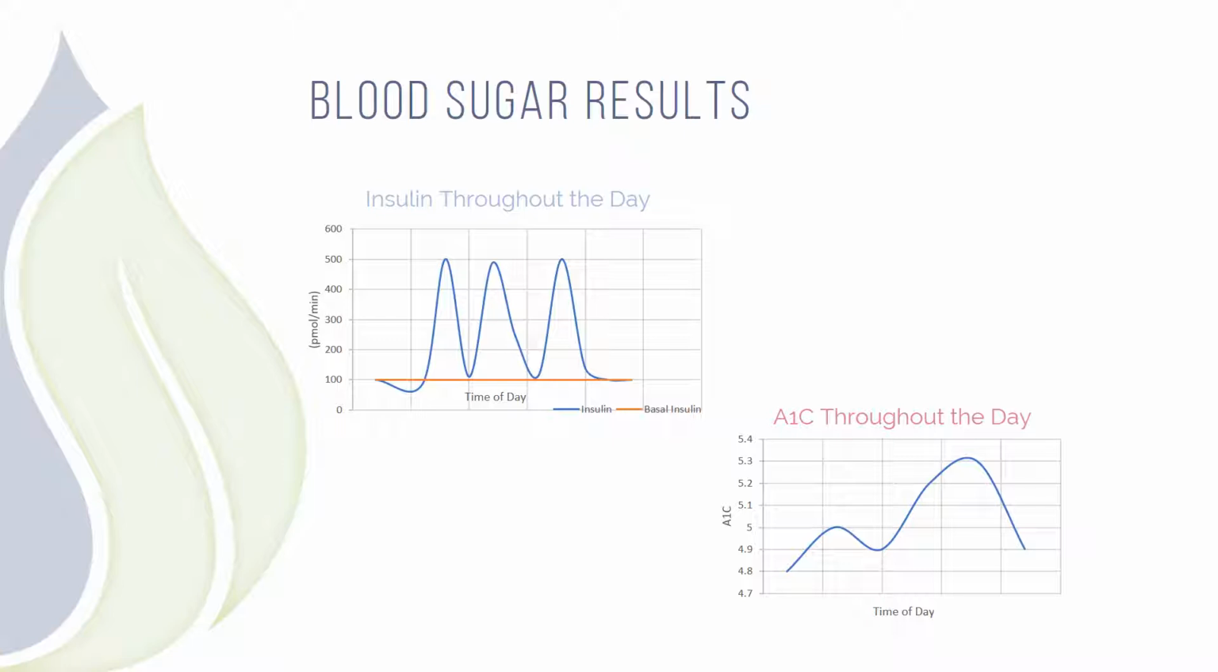The hemoglobin A1C test is the average over time. It's the area under the curve that represents how high your sugar is through the day in response to food and in between meals.